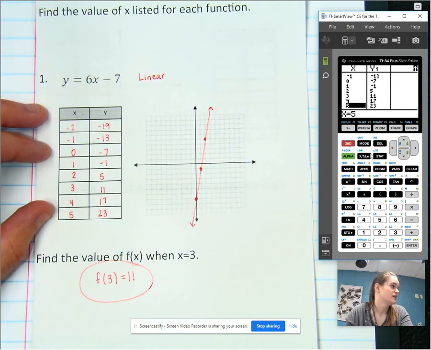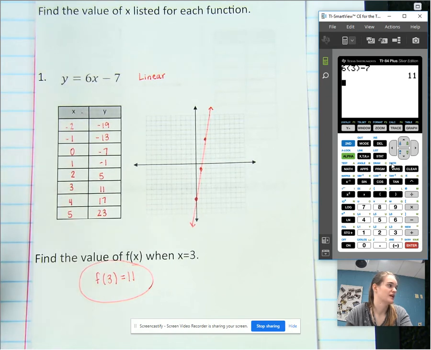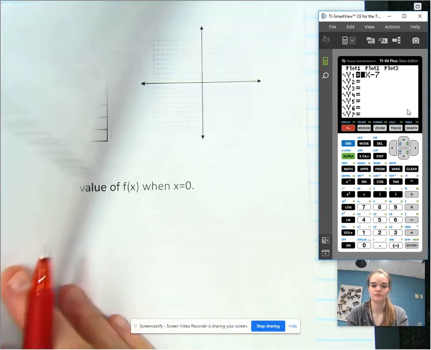If you press second and mode, you'll get back to a calculator screen, and we could have typed in 6 parentheses 3 minus 7, and we would have gotten 11, or should have, so let's just check. Yep, 11. That's where our number comes from in case I don't find it in the table. Okay, let's open up 2.